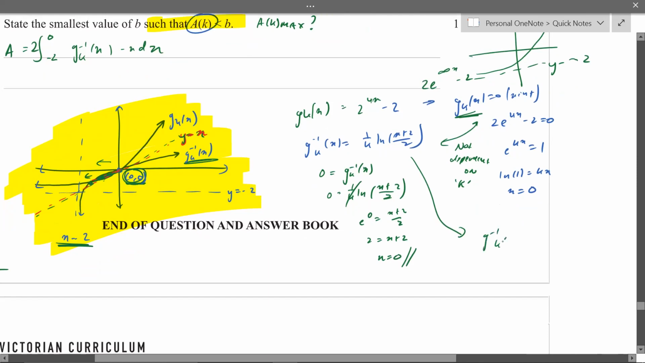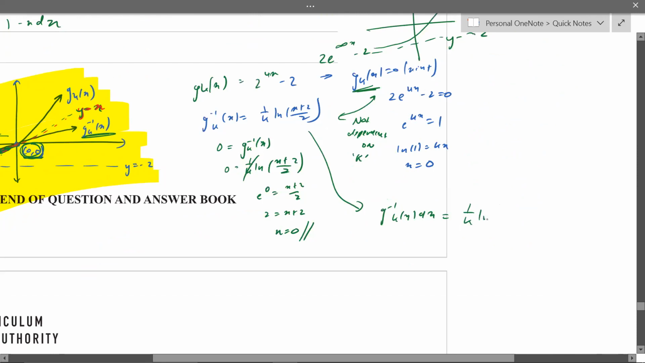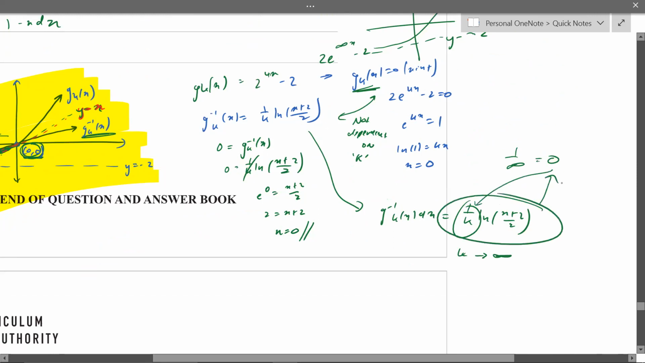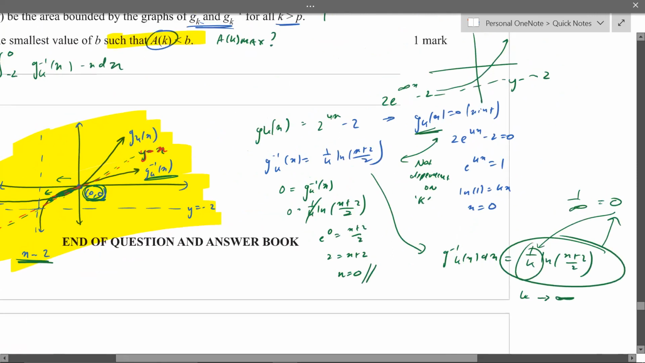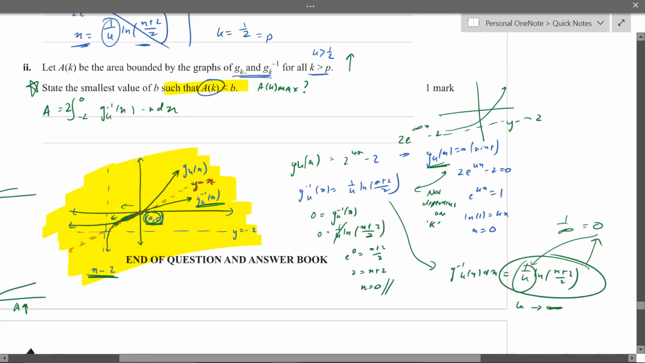So g inverse k of x dx, which is 1 on k ln((x plus 2) on 2). So if k goes to infinity, this part of the function will be 1 on infinity, which we know is 0. So if this part is 0, then the whole thing is 0. And that's the other half of this question.